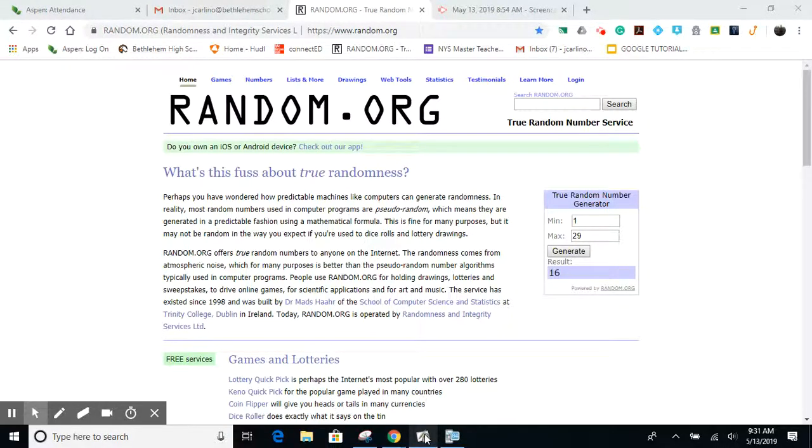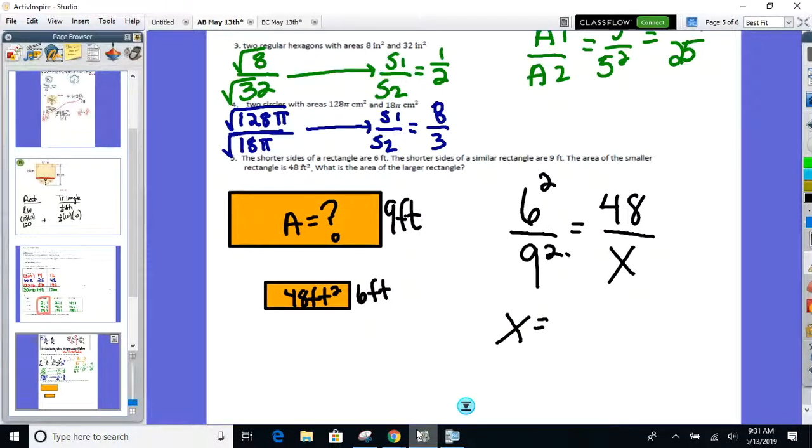Let me know when you're ready. Find the area of the big one. Finish it. 108 square feet. There we go. Area.